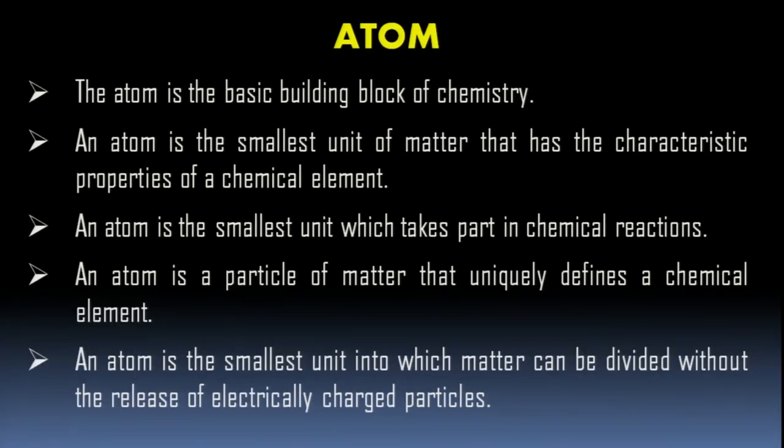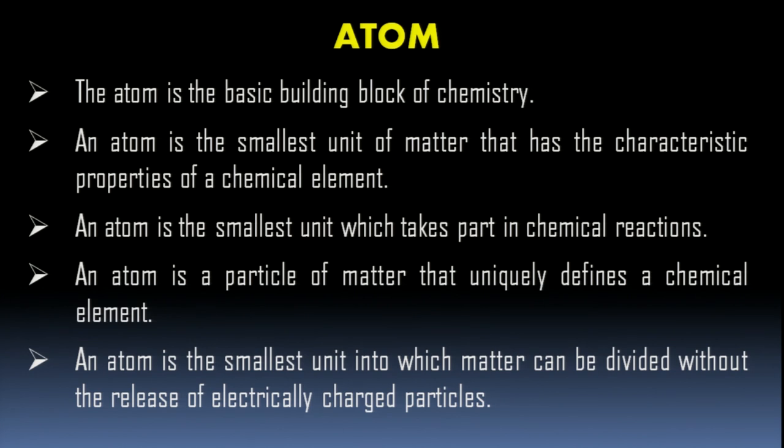So, children, what is an atom? What are the different characteristics of atom? The atom is the basic building block of chemistry. Why chemistry? Because the basic building blocks of chemistry are elements and compounds and molecules and all those things. And the basic building block for that is the atom. An atom is the smallest unit of matter that has the characteristic properties of a chemical element.